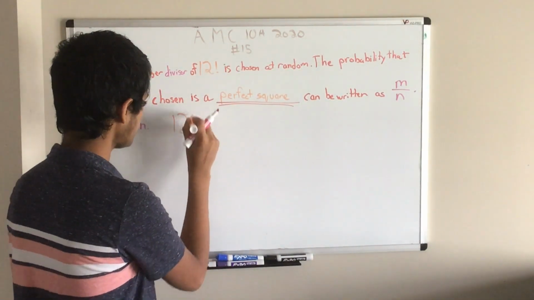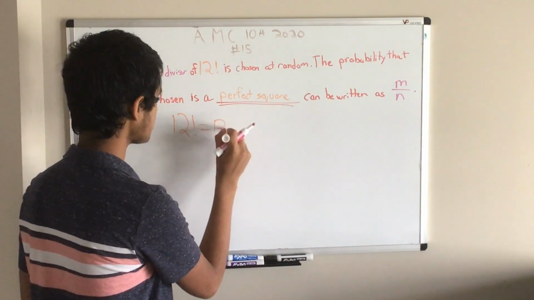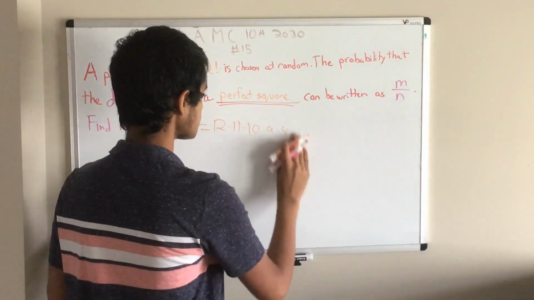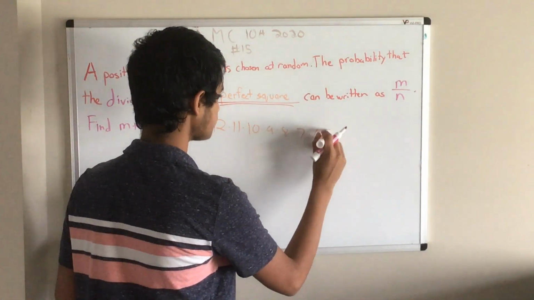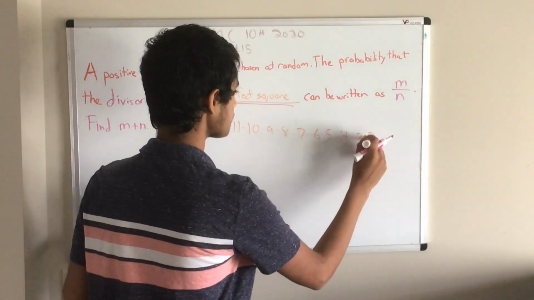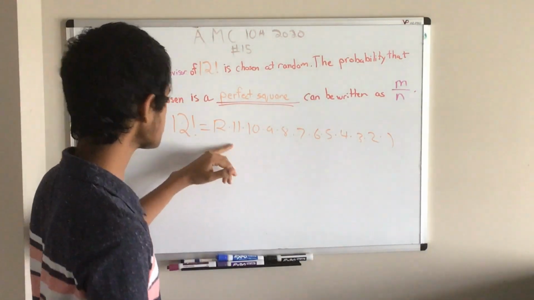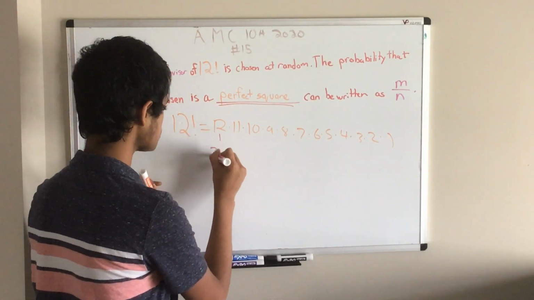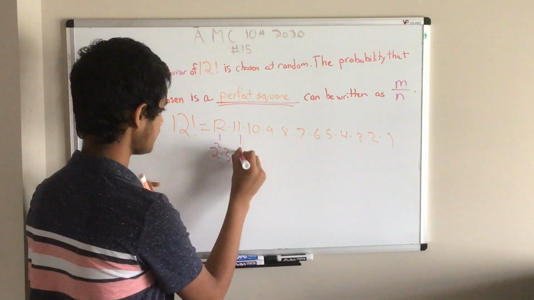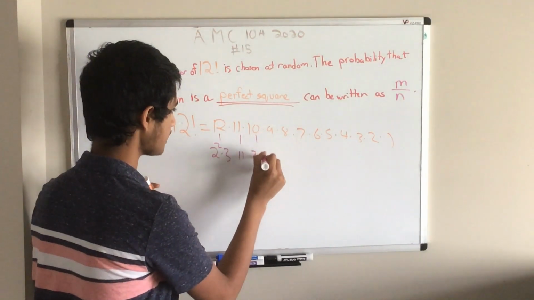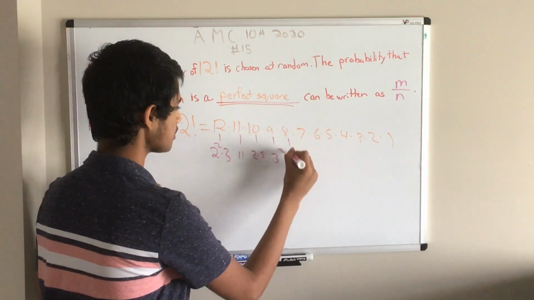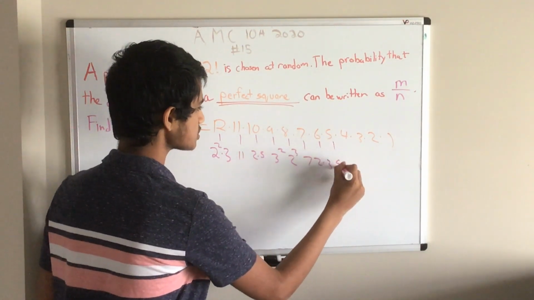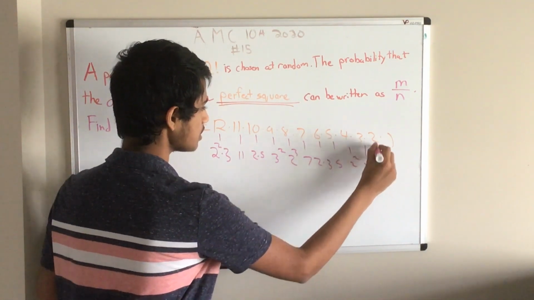12 factorial can be rewritten as 12 times 11 times 10 times 9 times 8 times 7 times 6 times 5 times 4 all the way to times 1. And now we just have to prime factorize each of these numbers individually. So the prime factorization of 12 is 2 squared times 3, 11 is just 11, 10 is 2 times 5, 9 is 3 squared, 8 is 2 cubed, and so on.